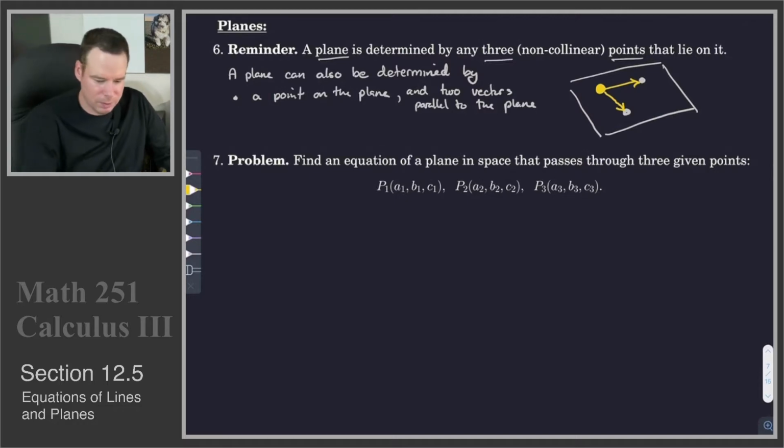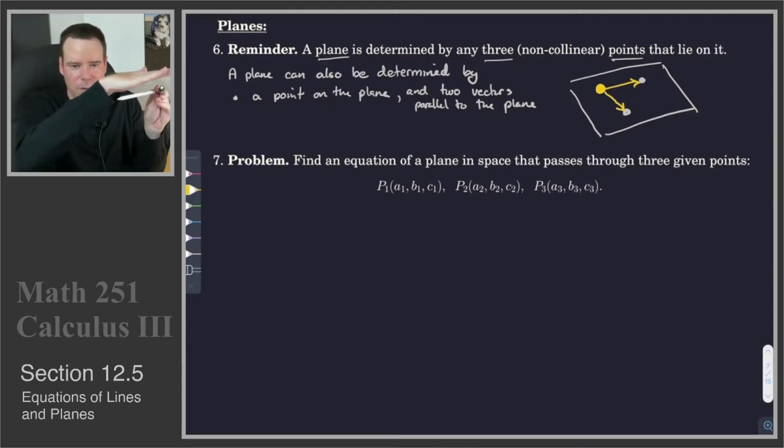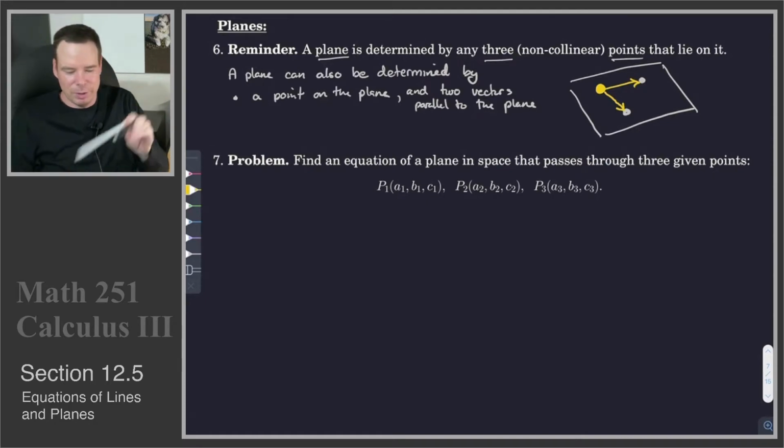You can kind of think of this as if I have a point in space and I have 2 vectors that are coming out of that point in space, then that would determine a plane, because I can sort of rest stuff on it. So that's enough to determine a plane, a single point and 2 vectors.